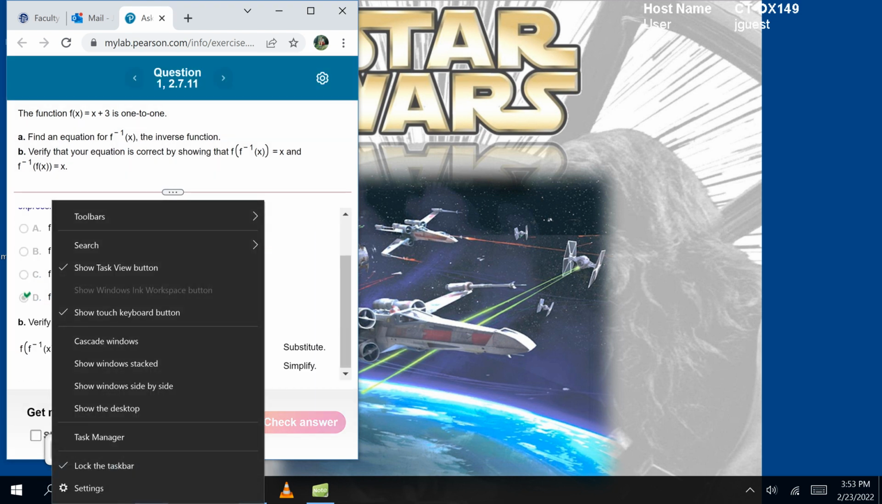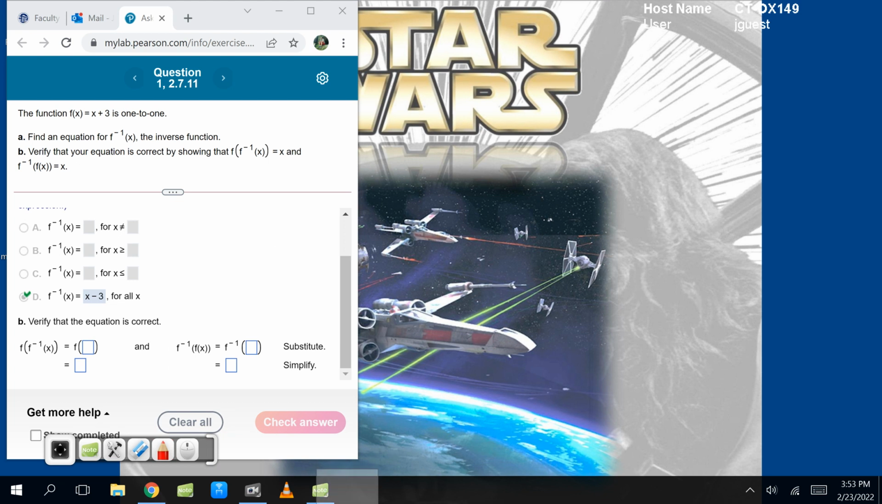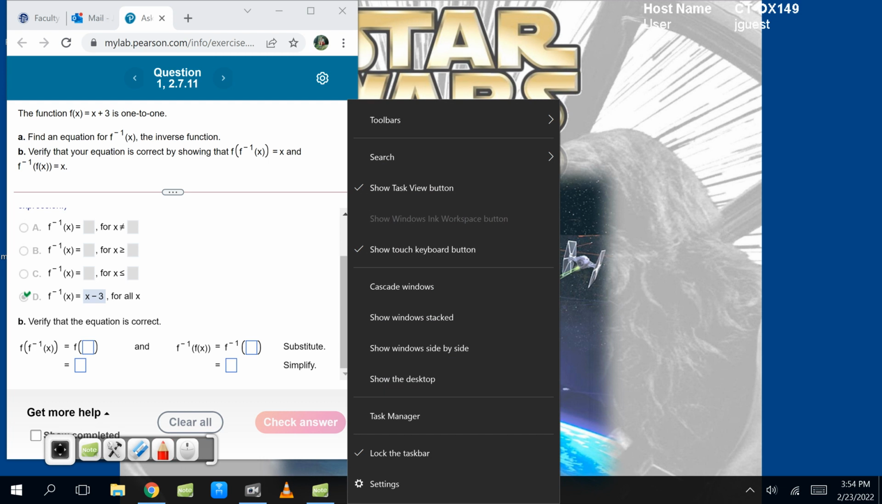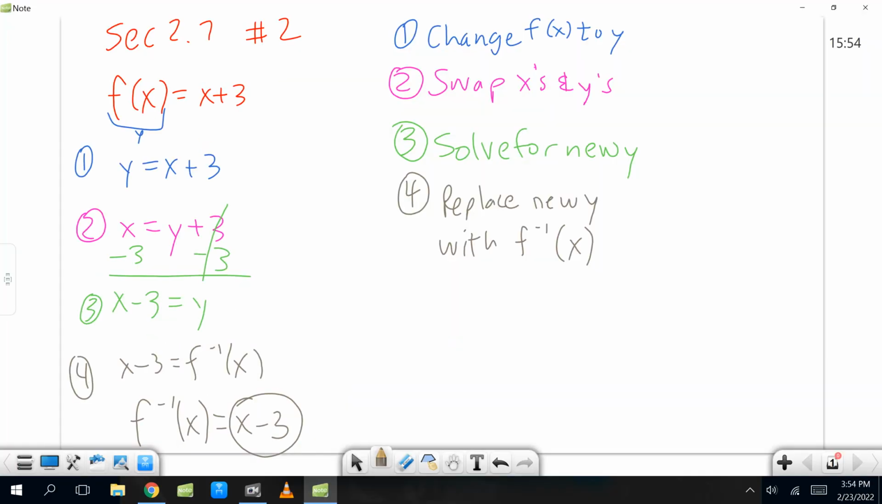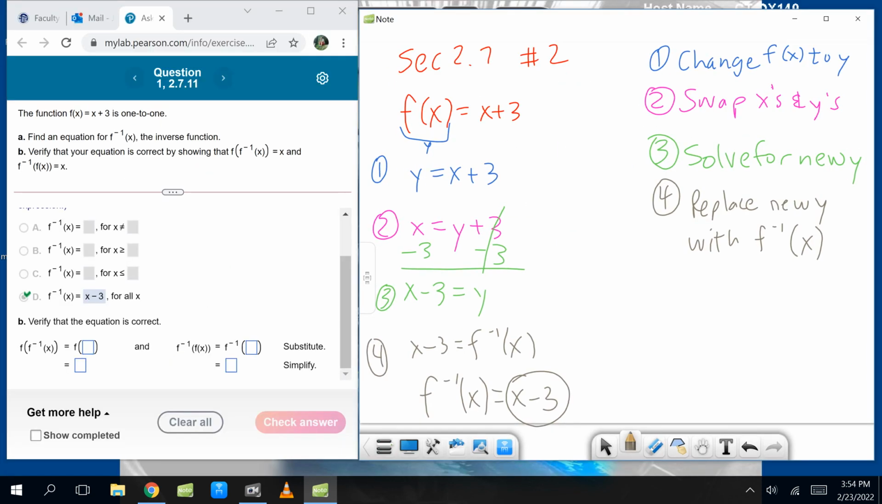Great. So now the second part of this, which may be what this was all about. Some of you may have gotten that, but then there may be some of you who got to this point and said, oh my goodness, what does this mean? Well, we're looking at this f of f inverse of x and f inverse of f. Now I don't know what happened to my screen. Let me make this small again.